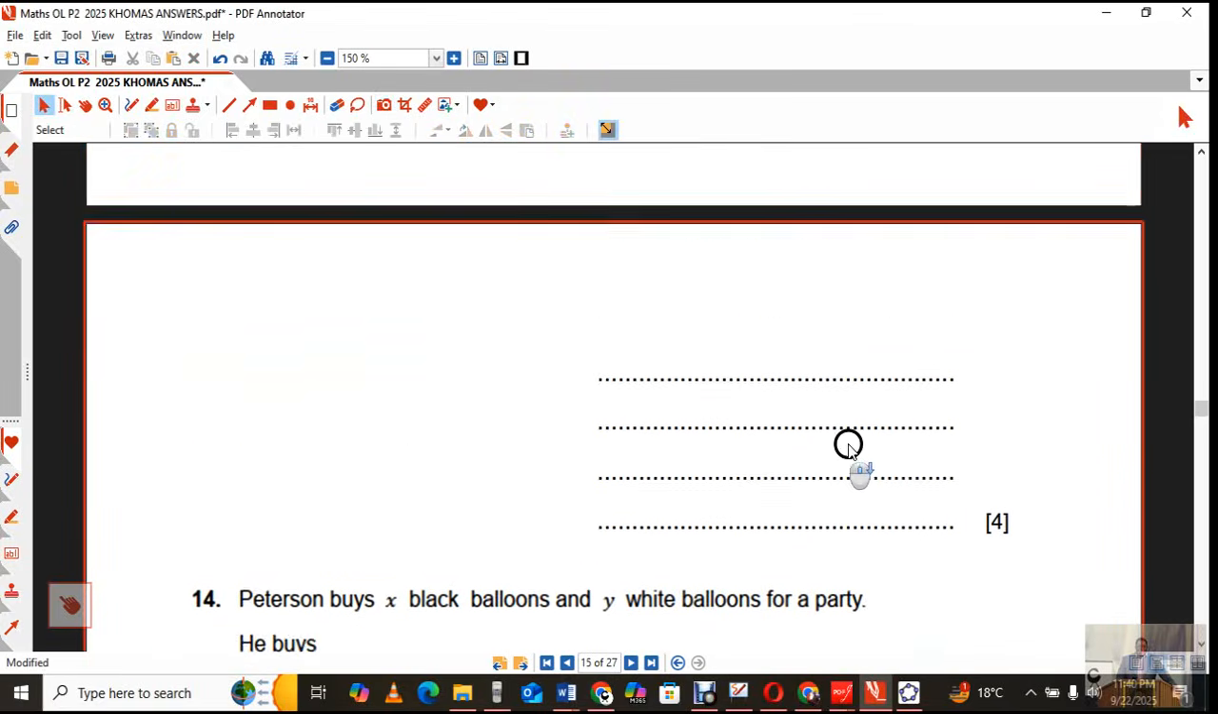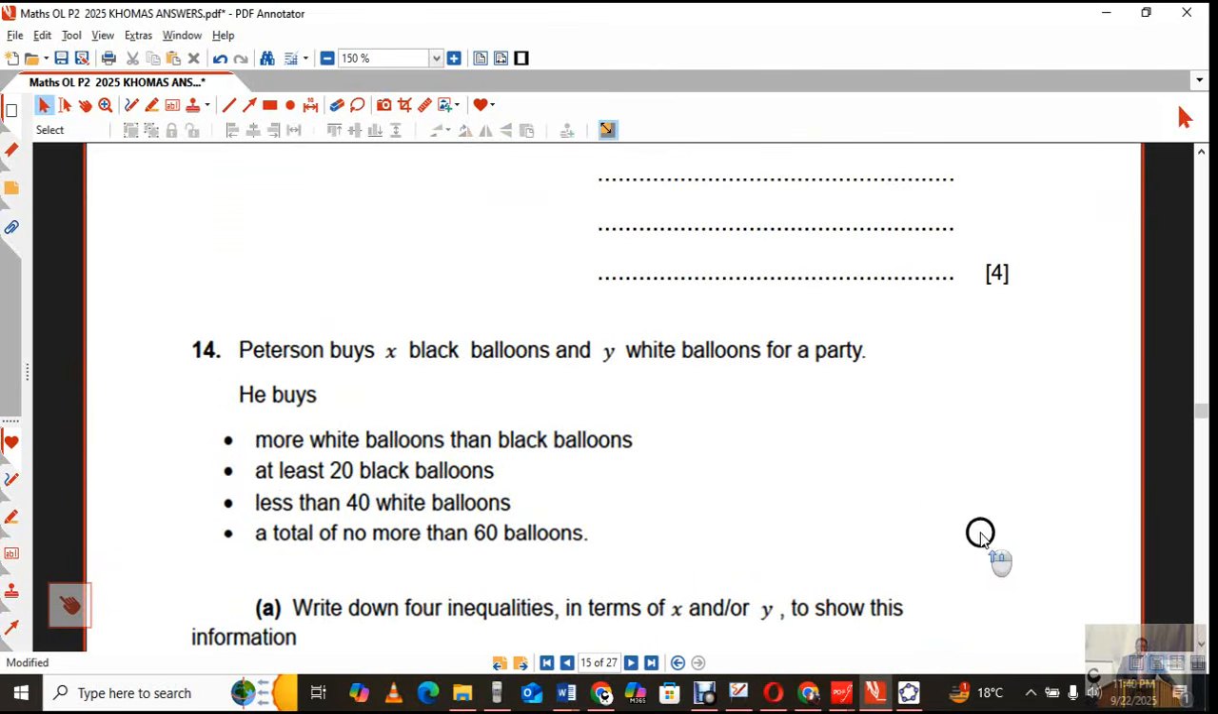Good. I'll just write the inequality in there. Peterson buys X black balloons and Y white balloons for a party. Okay. What are we told? Bullet point 1. He buys more white balloons than black balloons. So whites are more than the black ones. That's the first one.